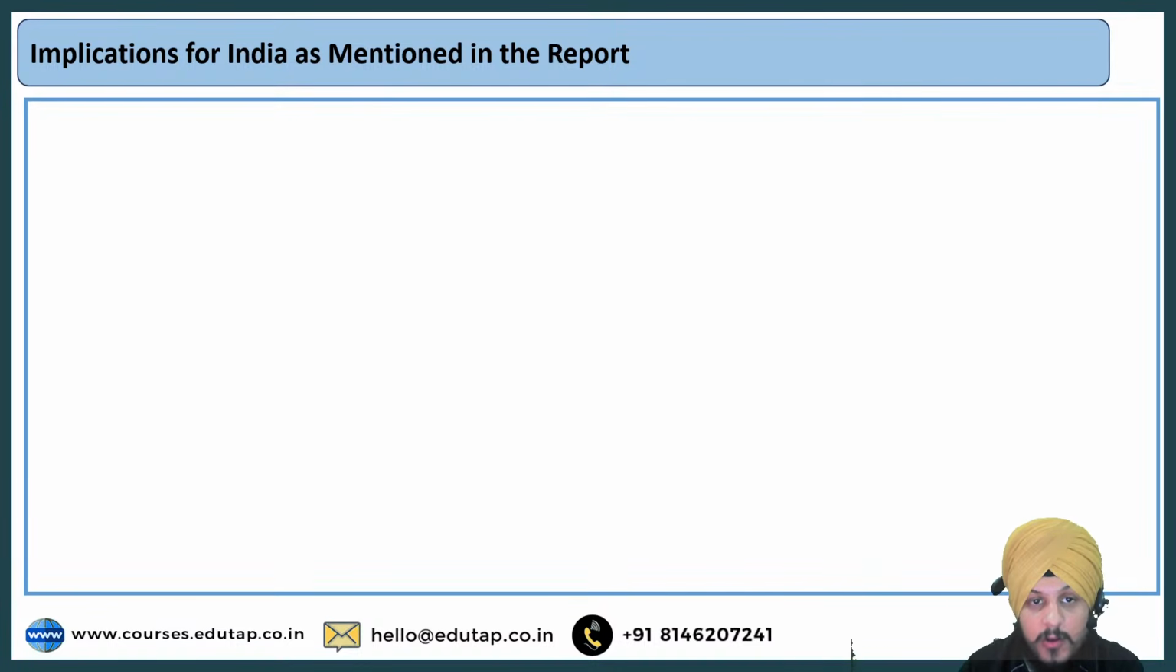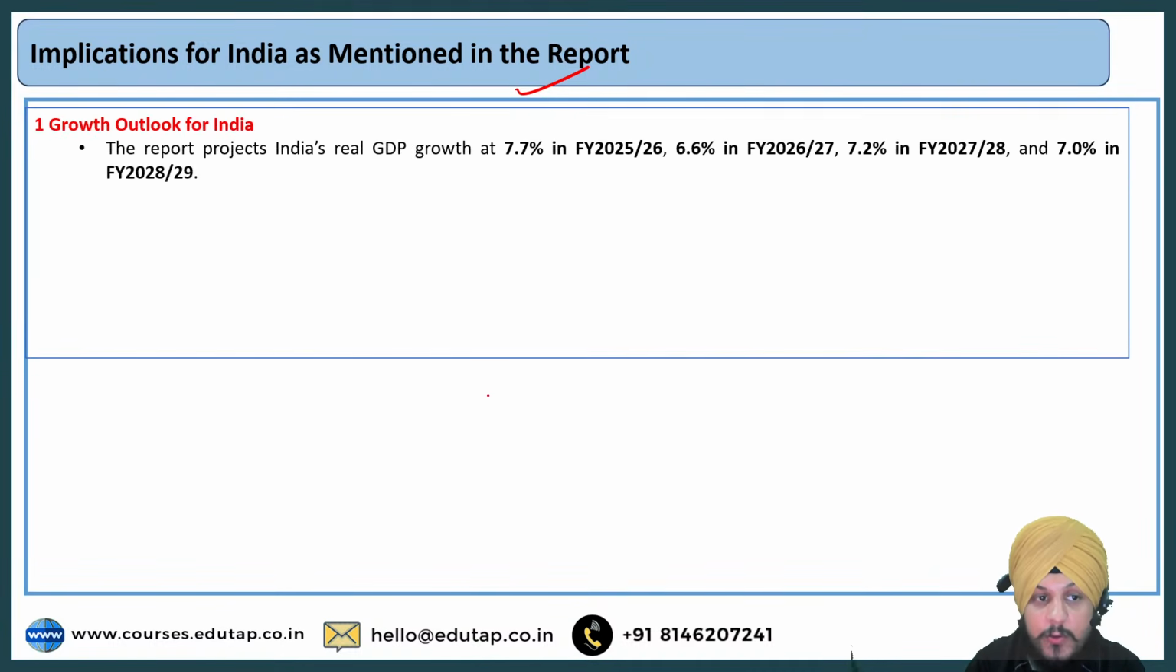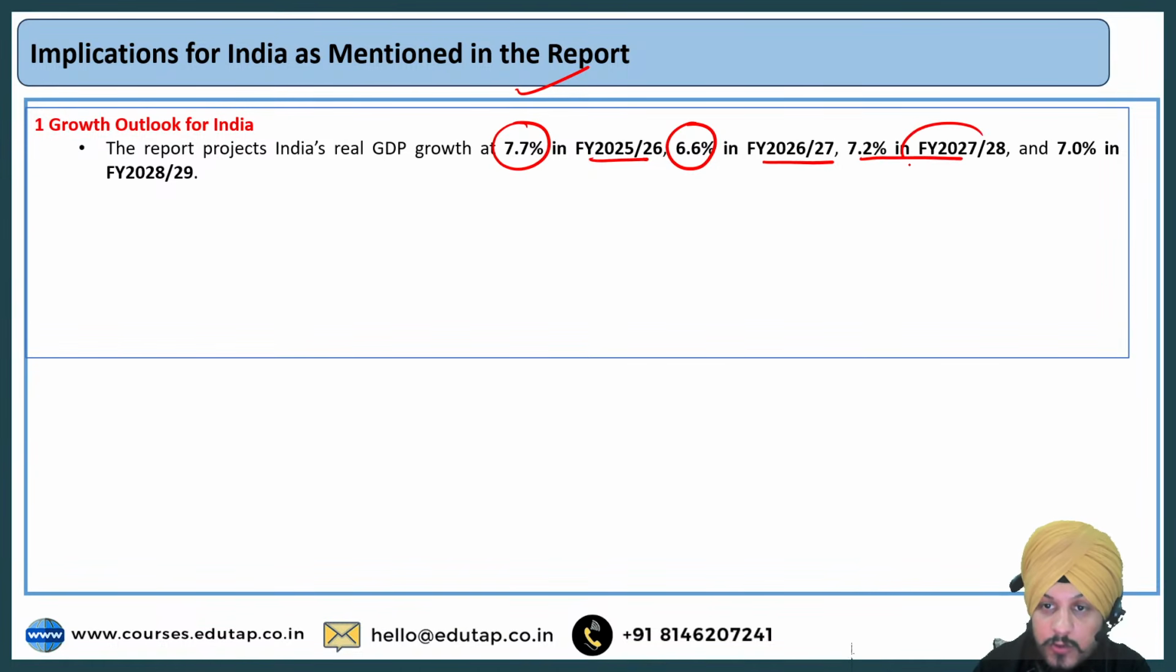Now the next point is regarding implications for India. We have seen the points regarding the global outlook, so let us talk about the implications for India too. Over here, first of all, this report gives the growth outlook for India. The report projects that India's real GDP growth is going to be 7.7% in financial year 2025-26, 6.6% in 2026-27, 7.2% in 2027-28, and 7% in financial year 2028-29, right?